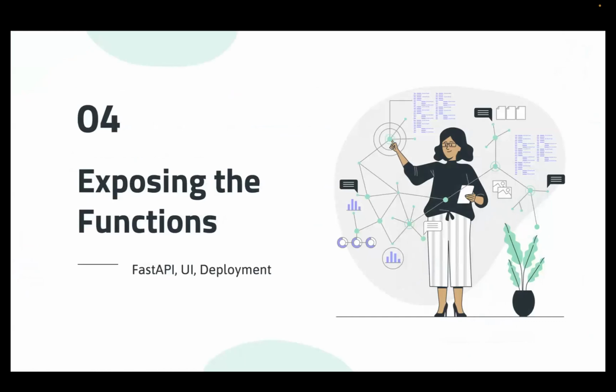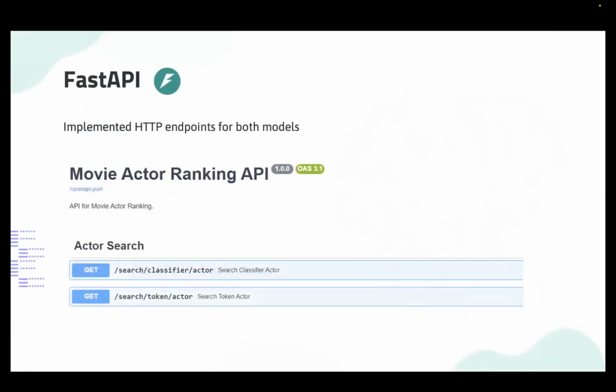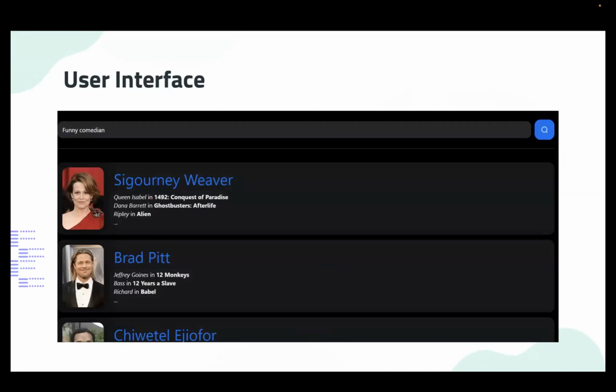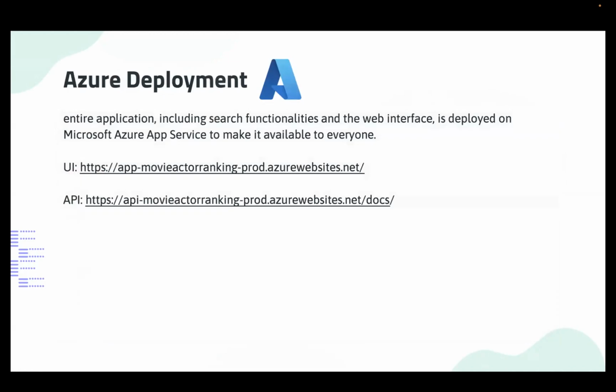Then we come to the exposing of the functions. We're using FastAPI and a UI, and we deployed it as well. First, FastAPI: here we can see on the picture our HTTP API endpoints for the search and classification model. Then the user interface, which we implemented with Next.js and NextUI. In the demo, you're going to see this as well. Here's just a small picture. On top, we have our search bar where you can enter a search query, and then the actors corresponding to the search query get rendered. And we deployed it on Azure. If you're interested to test it out yourself, you can just enter this link. I would recommend the UI link.